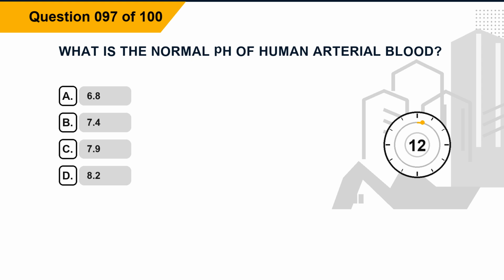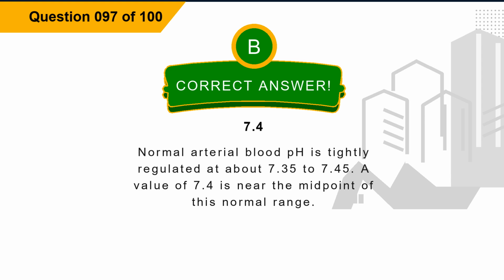Question 97. What is the normal pH of human arterial blood? Option A. 6.8. Option B. 7.4. Option C. 7.9. Option D. 8.2. The correct answer is option B.